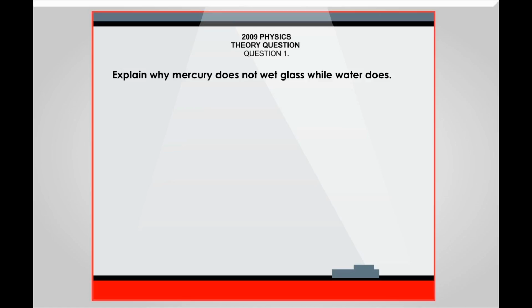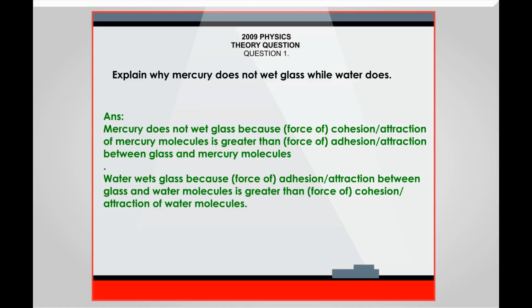Question 1. Explain why mercury does not wet glass while water does. Answer. Mercury does not wet glass because the force of cohesion/attraction of mercury molecules is greater than the force of adhesion/attraction between glass and mercury molecules.